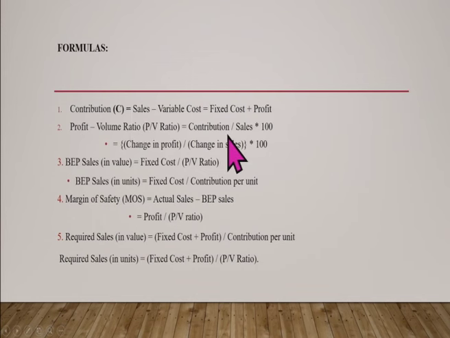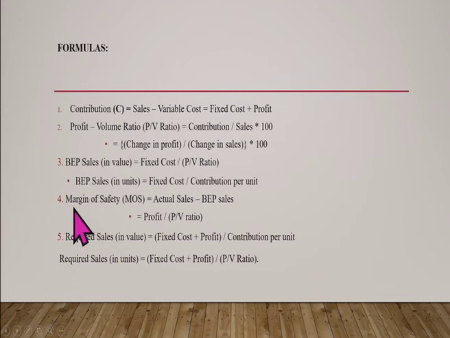Profit volume ratio: to calculate it, contribution by sales into 100, or change in profit by change in sales into 100. Sometimes, instead of these two, change in contribution by change in sales is also used. To calculate break even sales in value, fixed cost divided by profit volume ratio gives the break even volume. When calculating break even sales in number of units, fixed cost divided by contribution per unit gives the number of units at the point of break even.